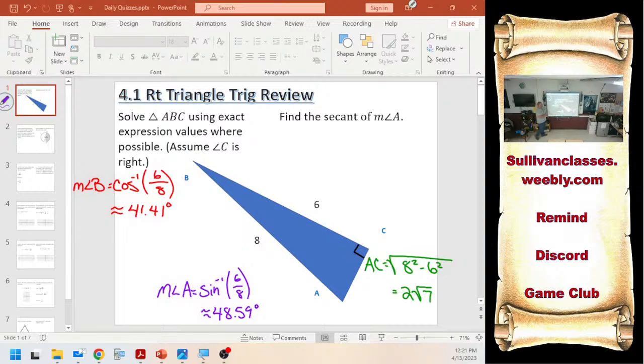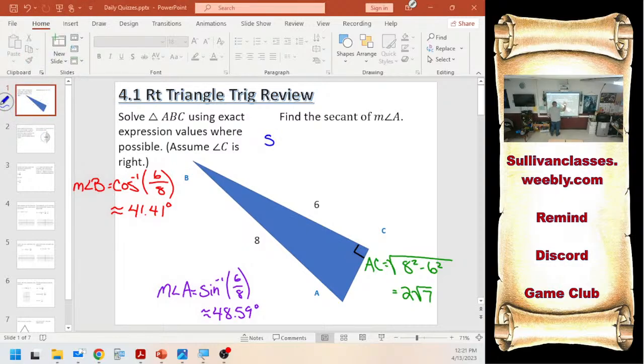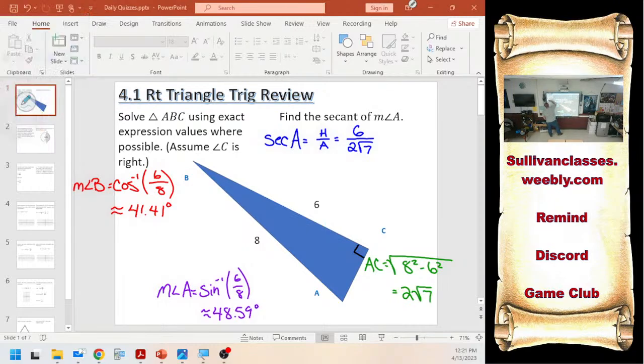Okay? And finally, secant. Secant of A is going to be your hypotenuse over your adjacent, which is 6/2√7. I know there's the domino effect there. If we goofed, you.